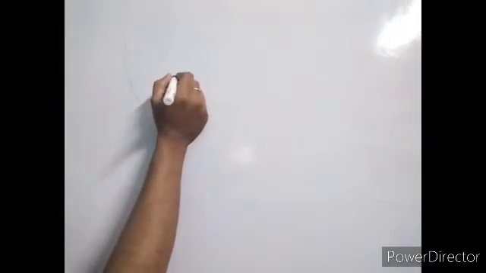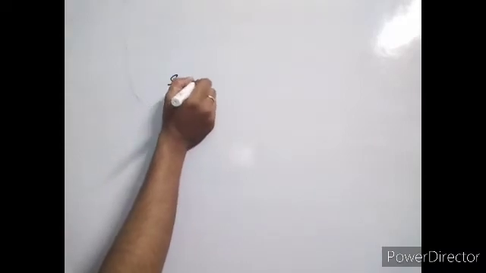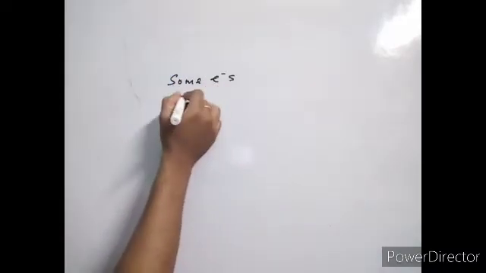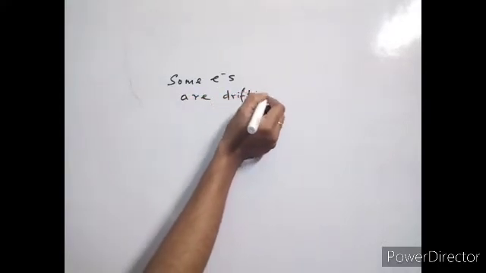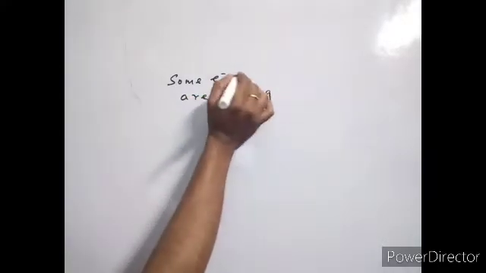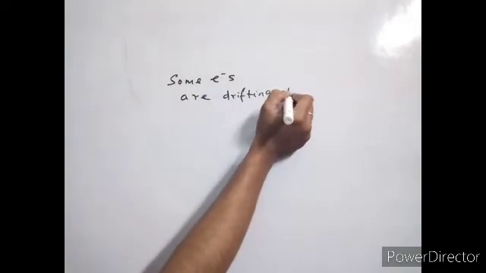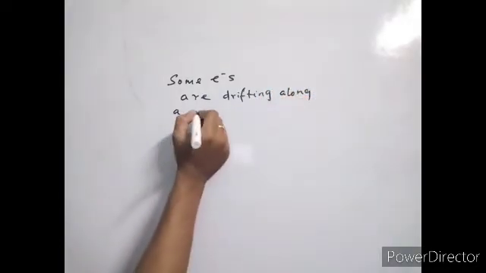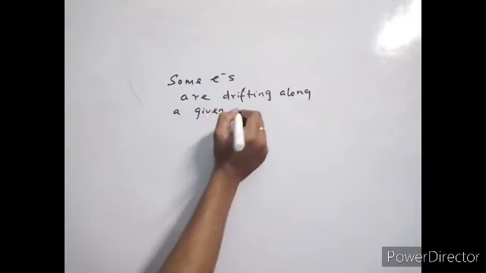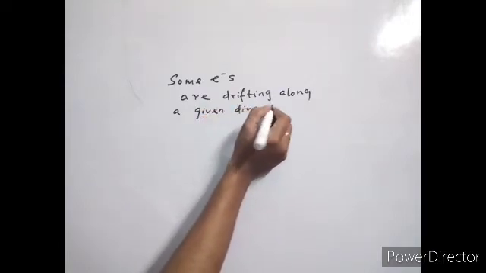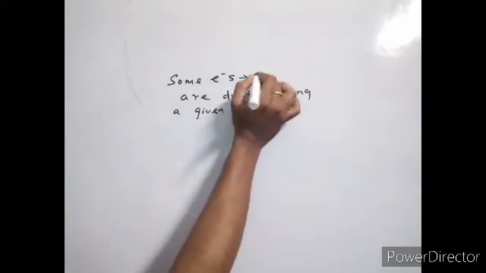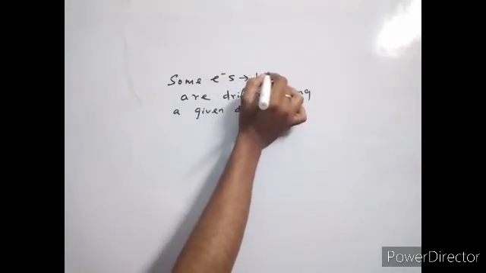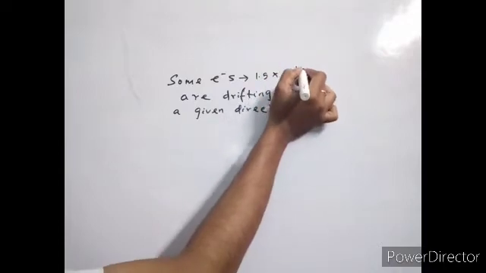Now we try another type of problem where we consider some electrons, and they are drifting along a given conductor in a certain direction, suppose, and the number of electrons that have been given is suppose equal to 1.5 times 10 to the power 18.